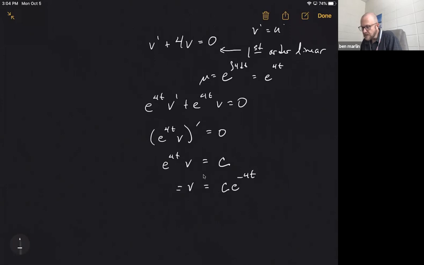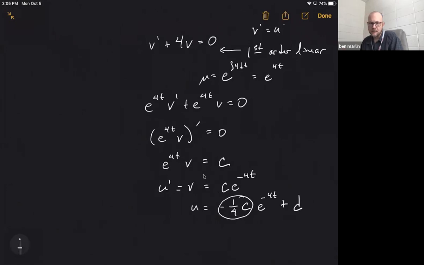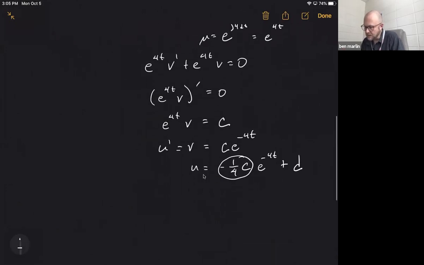And since v was really u prime, I can get u by integrating that. I have a minus 1/4 c. You could just take that minus 1/4 and make it into a different c. So that's not a big deal. e to the minus 4t plus, now I'm going to put a d on the end for my integration constant. So that means that the y I was originally looking for would be this u, which I'm going to write as c e to the minus 4t plus d, times that y1.